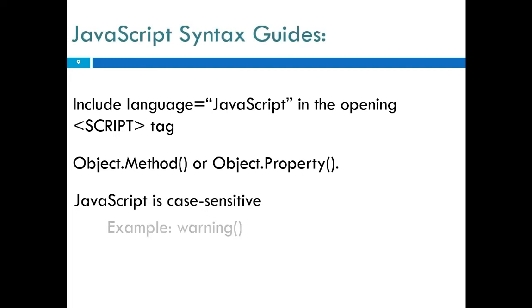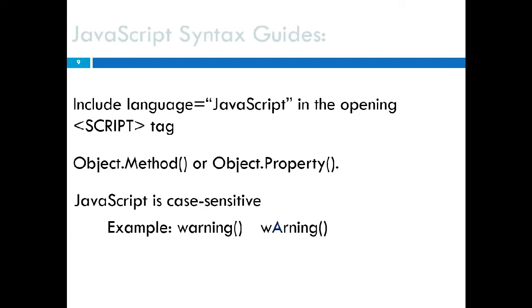For example, if you call the function warning, then it should be written in lowercase. But if you write it with an uppercase letter A, the moment you run your script, you will encounter an error since the entry is incorrect. Another example here is bgColor. Notice that letter C here is uppercase. If you don't type it like this, you will get an undefined result.